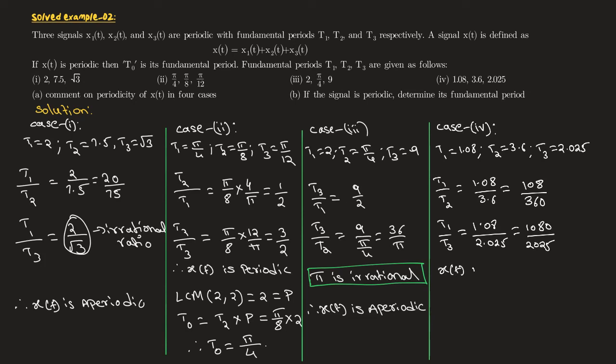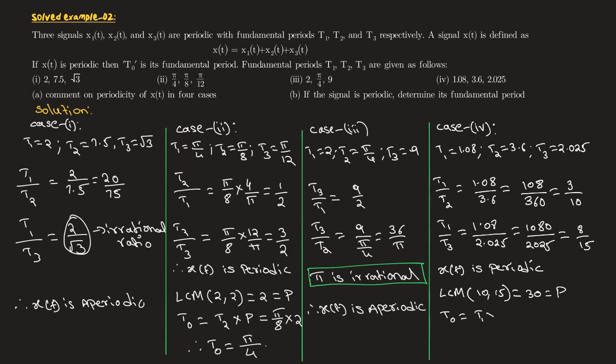As both the ratios are rational in nature, the signal x of t is periodic. Then the fundamental period is to be calculated. To get that, eliminate the GCD in both the ratios. In the first ratio, 36 can be eliminated and it can be written as 3 by 10. In the second ratio, 135 is the GCD and the ratio can be simplified to 8 by 15. Now, according to the procedure, get the LCM of denominators. That is, LCM of 10, 15 is equal to 30, defined as the value of P.